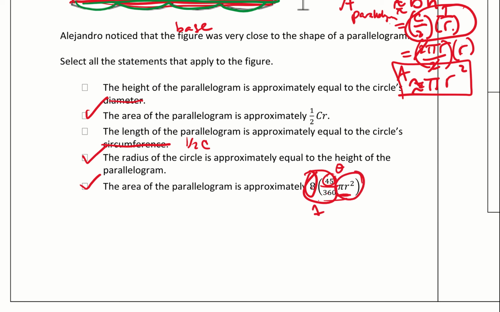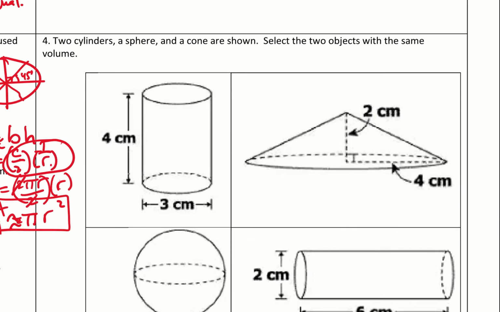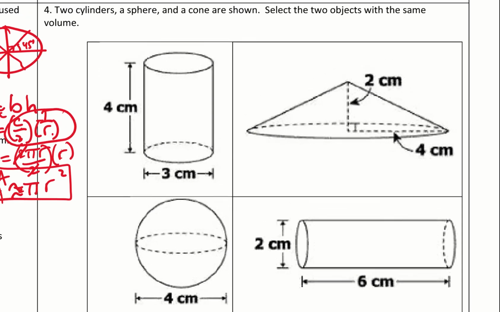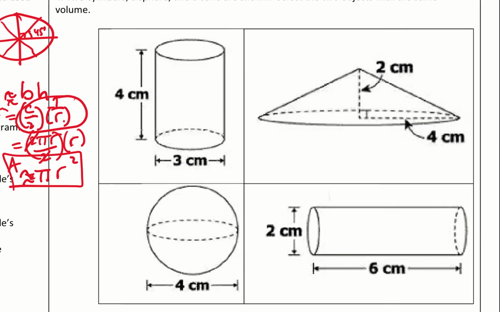All right, so there you go. That takes care of that question. That was a very interesting type of question. So number 4, 2 cylinders, a sphere, and a cone are shown. Select the 2 objects with the same volume. So we'll just calculate volume.